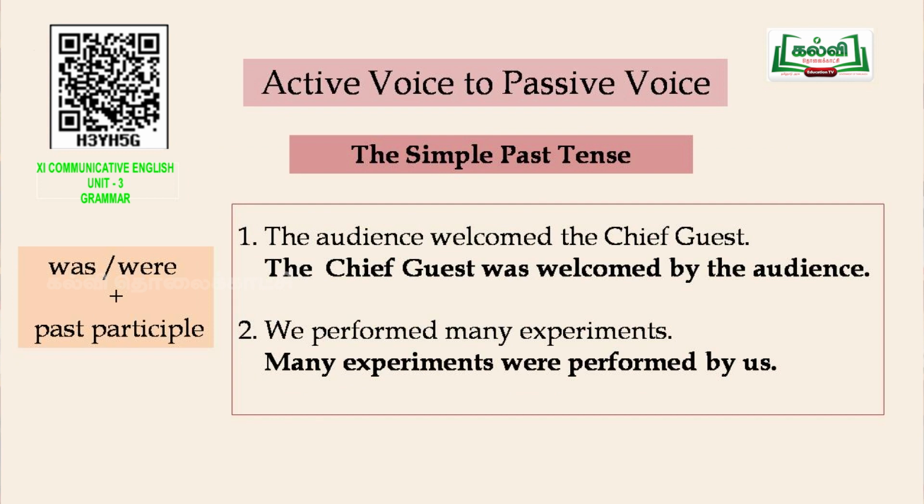So simple past, the rule is was or were plus past participle of the verb. Number 1, the audience welcomed the chief guest. They can welcome by cheering or clapping or whatever it is, but they welcomed the chief guest. The audience welcomed whom? The chief guest. So chief guest singular, so I choose was. The chief guest was welcomed by the audience. Number 2, we performed many experiments. We performed what? Many experiments. That is your object. That becomes the subject in your answer in the passive.